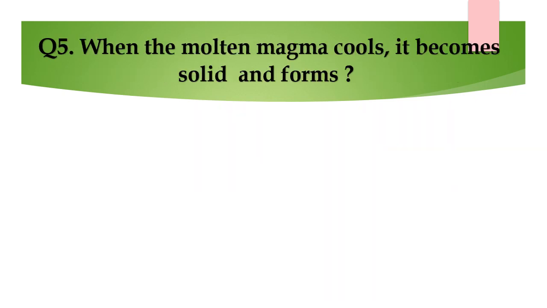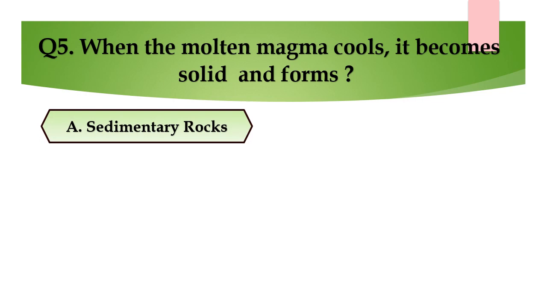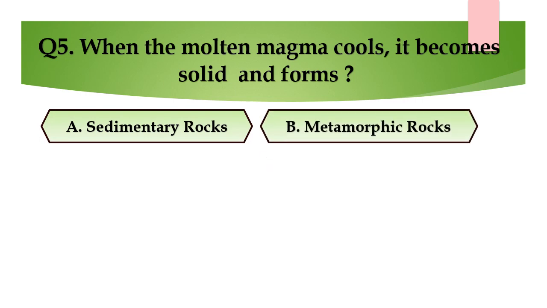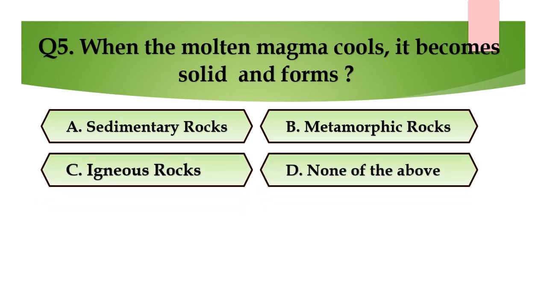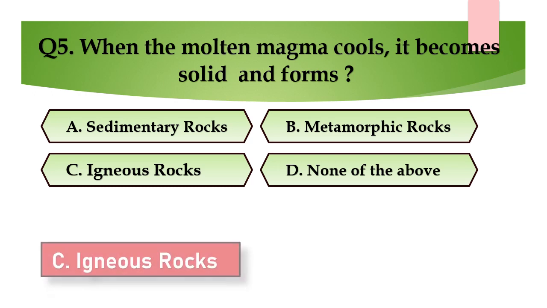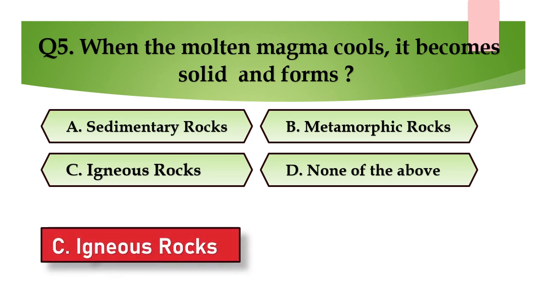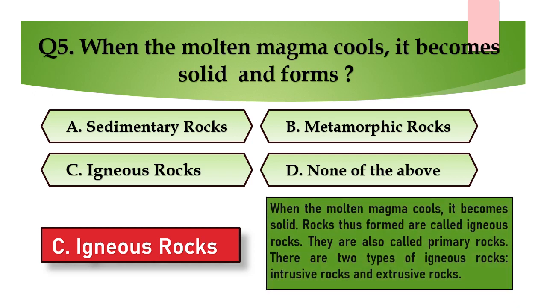Question number 5. When the molten magma cools, it becomes solid and forms A. sedimentary rocks, B. metamorphic rocks, C. igneous rocks, or D. none of the above. Answer is C. igneous rocks. When the molten magma cools, it becomes solid. Rocks thus formed are called igneous rocks. They are also called primary rocks. There are two types of igneous rocks: intrusive rocks and extrusive rocks.